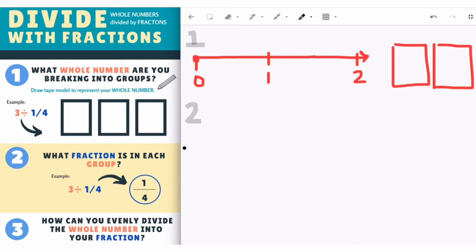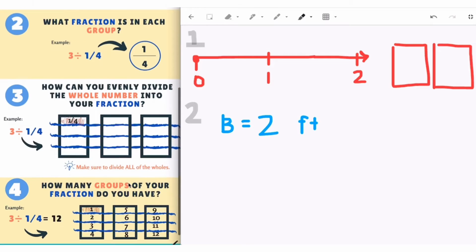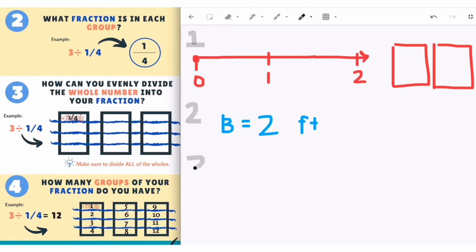What fraction is in each group? In this case, we haven't gotten to fractions yet, so we're just thinking to ourselves, what number is in each group? Well, we know that for each bracelet, which I'm going to write B here, we need 2 feet of string. So in each group is 2 feet. Okay, on to step number 3. How can you evenly divide your whole number into the number in each group?